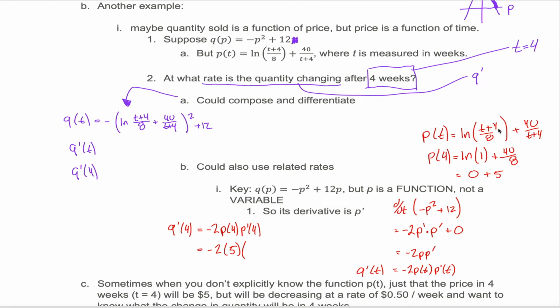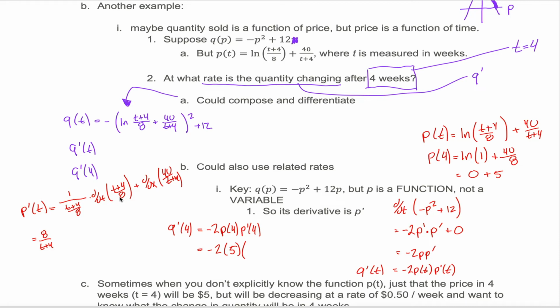Well, I have P of t, so I can figure out P prime of t. Take the derivative of this. I'm going to have to use some chain rule here. The derivative of the natural log of (t plus 4) over 8 is 1 divided by (t plus 4) over 8 times the derivative of (t plus 4) over 8. And then I have to add to that the derivative of 40 over (t plus 4). Well, 1 over a fraction means take the reciprocal of the denominator. I got 8 over t plus 4 if I clean this up a little bit.